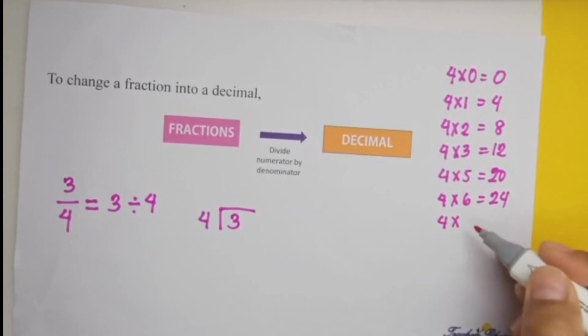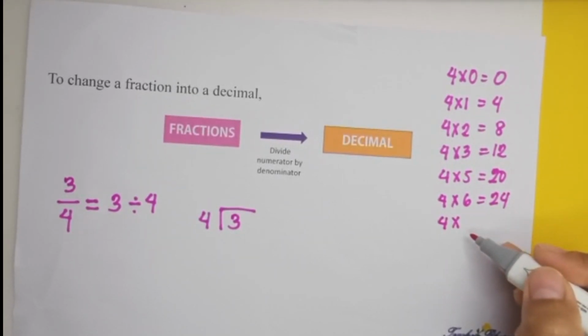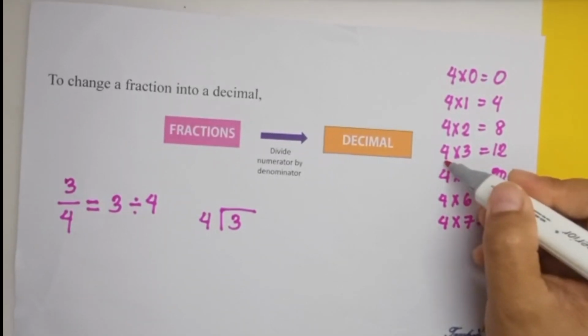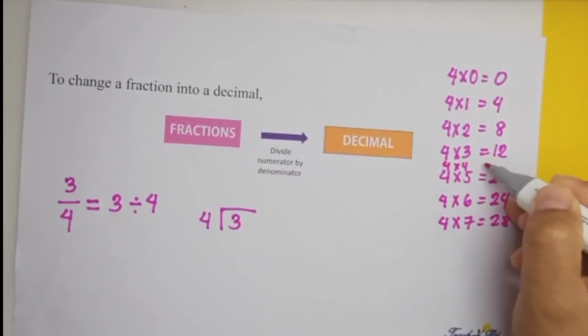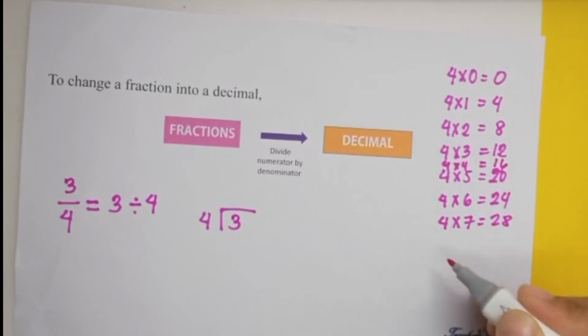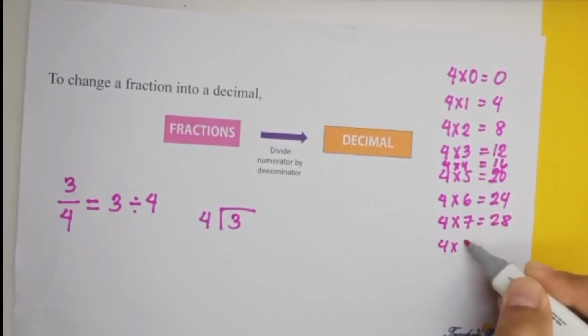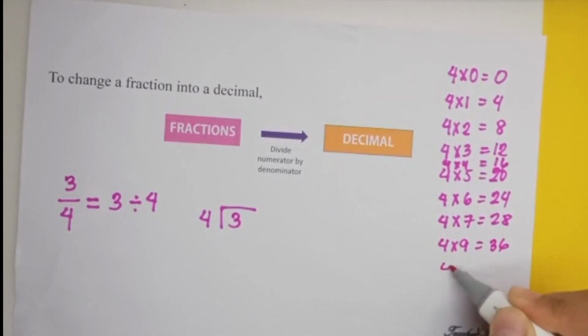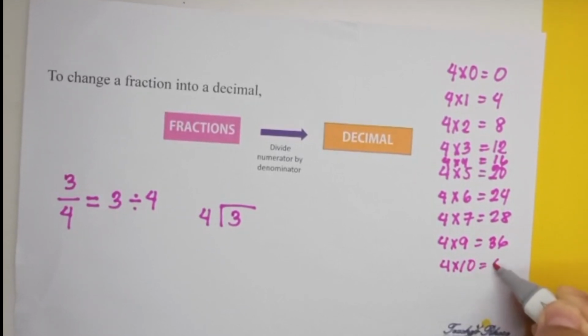4 times 7, that will give me 28. Sorry, I forgot the 4 times 4 in here. That will give me 16. Okay, and 4 times 9, that will give me 36. And 4 times 10, that will give me 40.